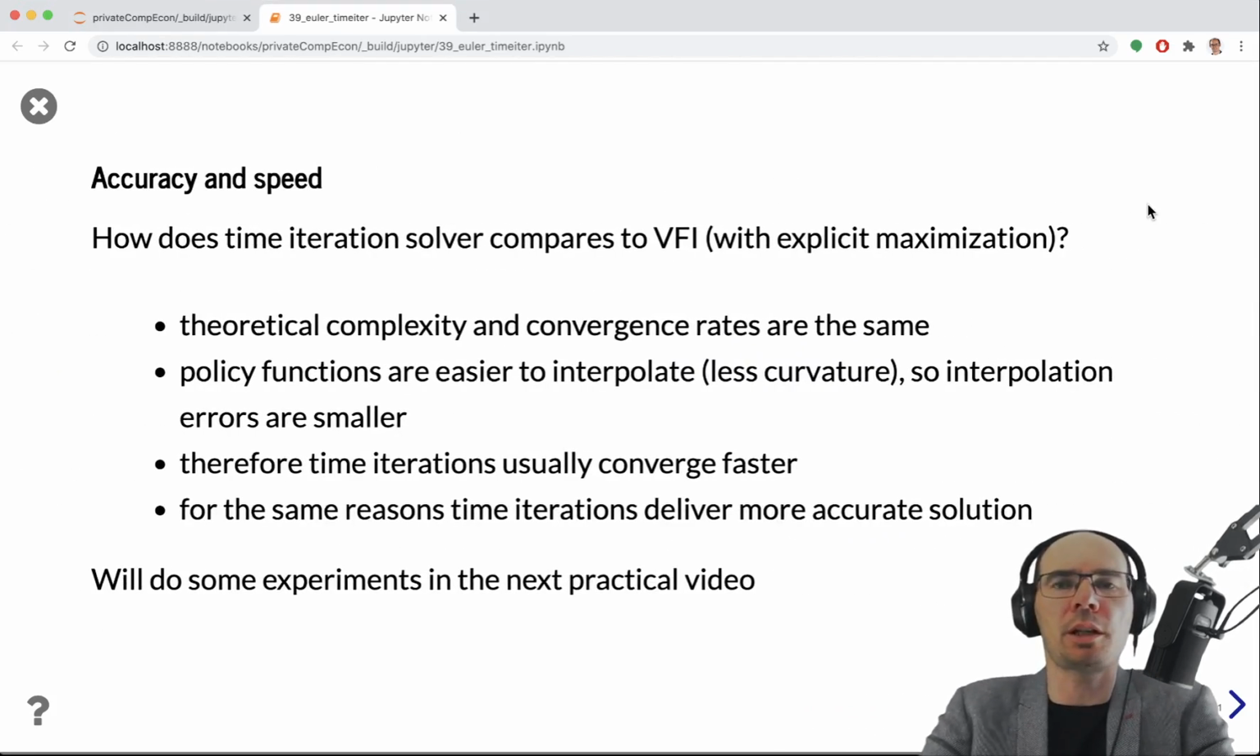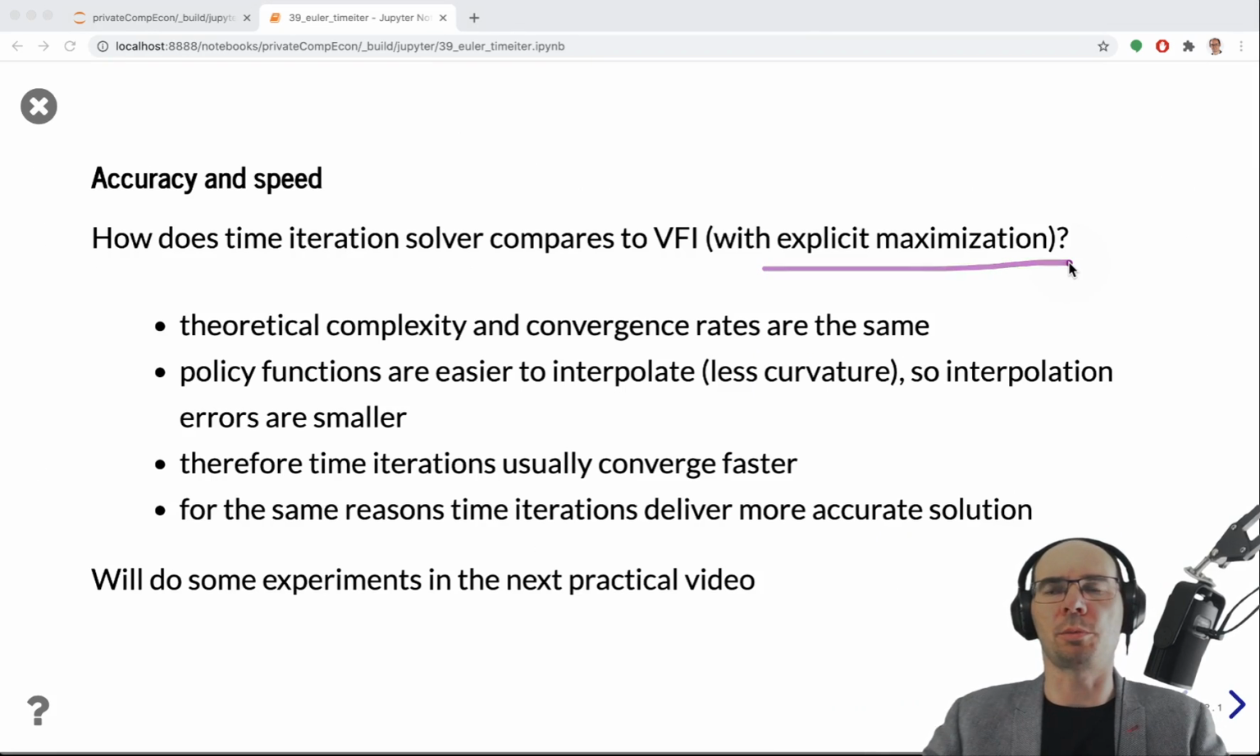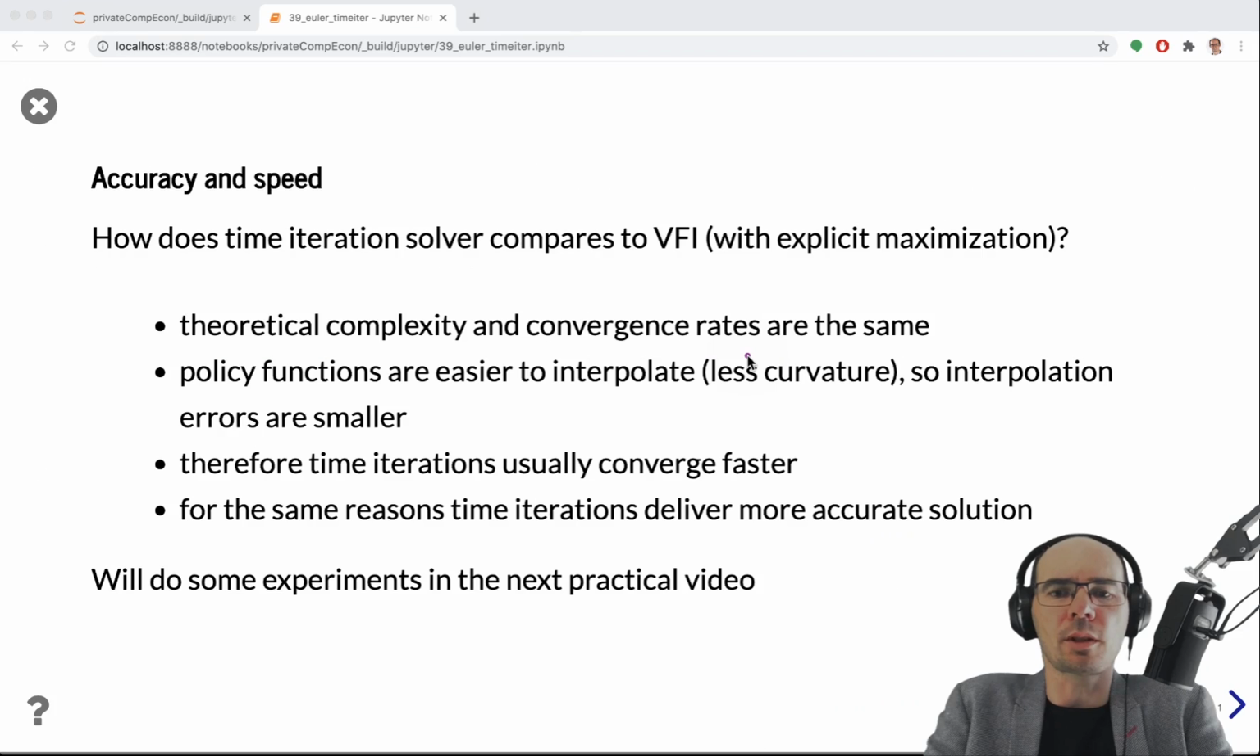Now, what can we say about the accuracy and speed of this solver? How does it compare to the VFI value function iterations solver with explicit maximization, because otherwise we are not comparing apples to apples. Theoretical complexity and the convergence rates of these two are the same. They have the same speed of convergence, and to solve the Euler equation essentially takes as much effort as to solve the optimization problem when looking for the fixed point of the Bellman equation.